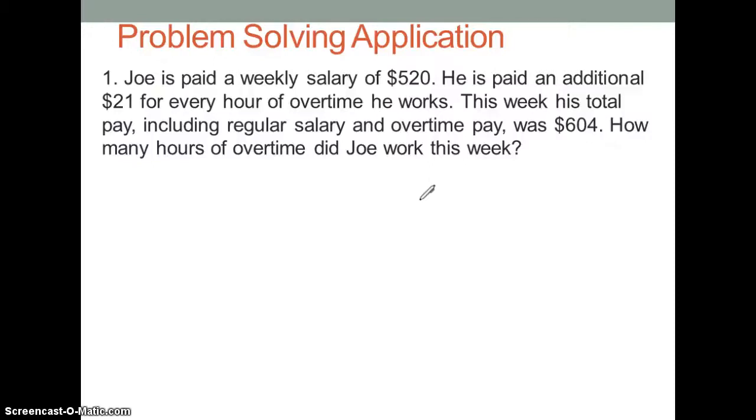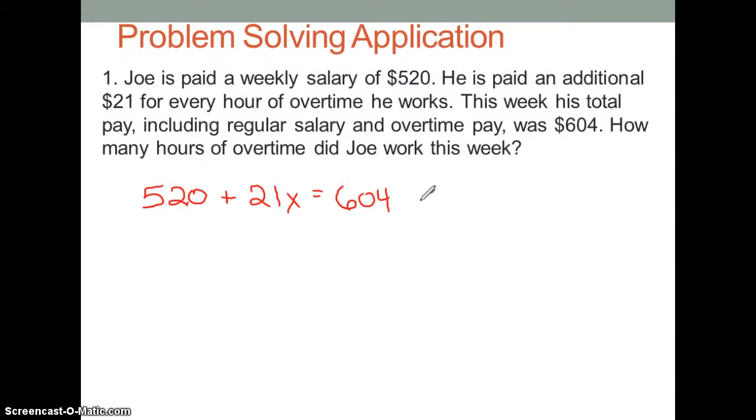So in this one, we'll have to set up the equation first, which would be that starting weekly salary of $520. And then you will add the overtime pay, which is $21 times how many hours he worked. We don't know that, so we're going to use the variable x. And that will give us a total of $604. So our equation is 520 plus 21x equals 604.